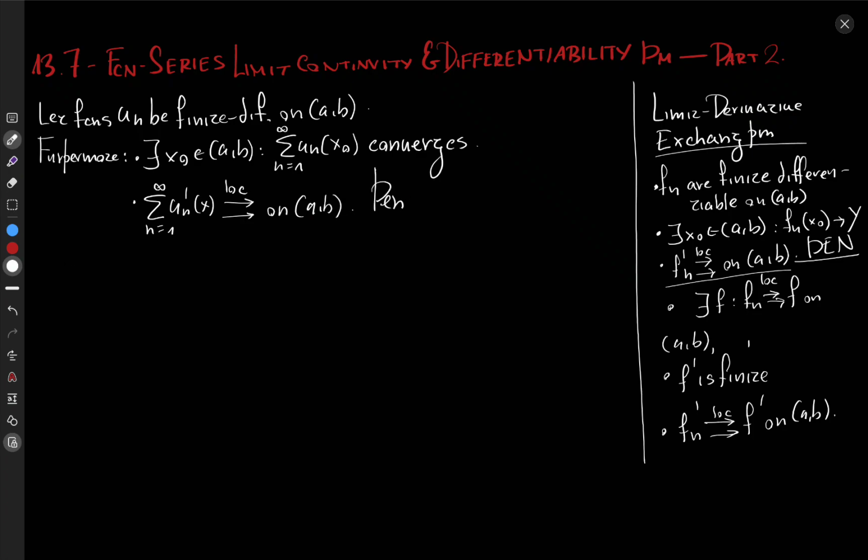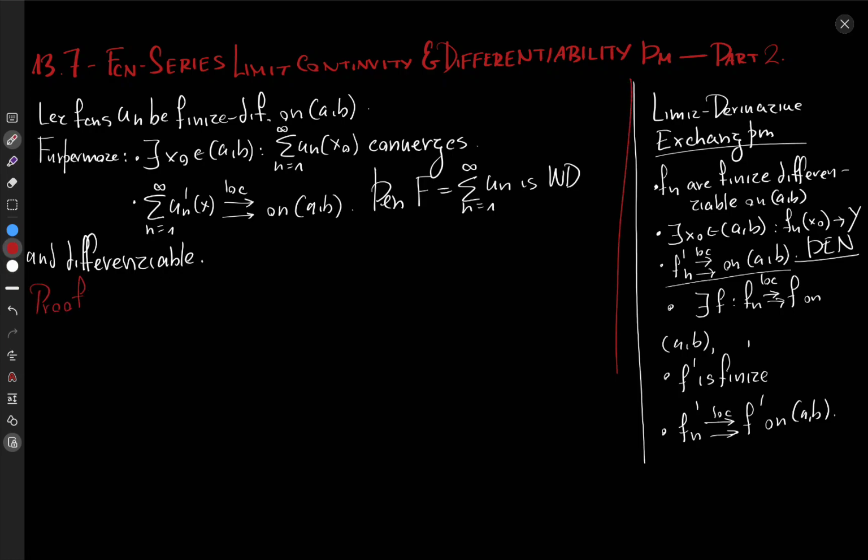Then the function f of x, well, I'll just put simply f, equal to the series iterating through 1 to infinity of un is well defined and differentiable. Right, the proof is: use this theorem on the right hand side and everything will turn out just fine.